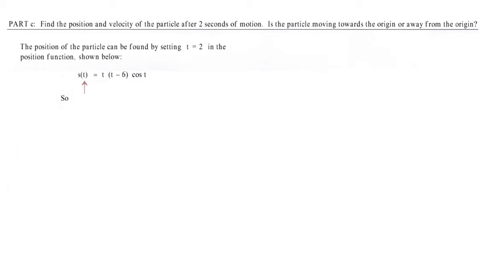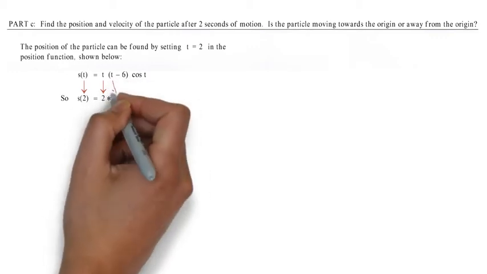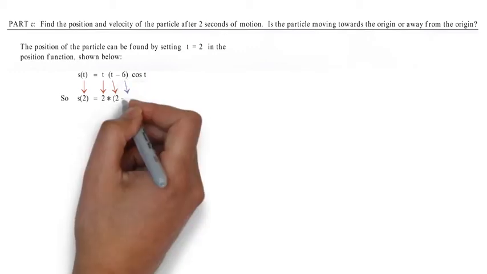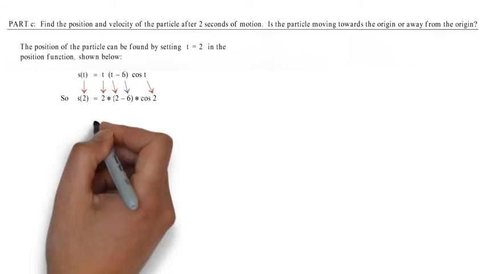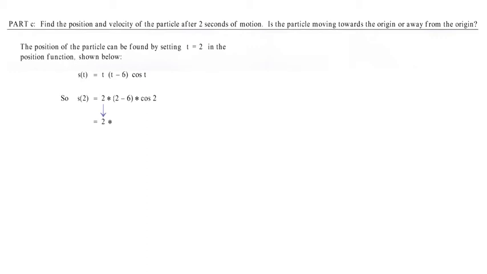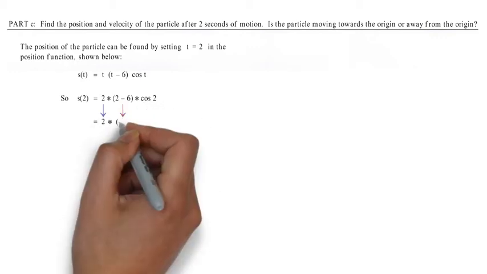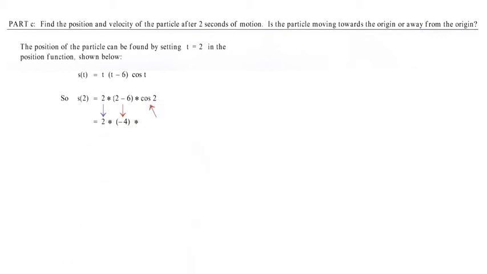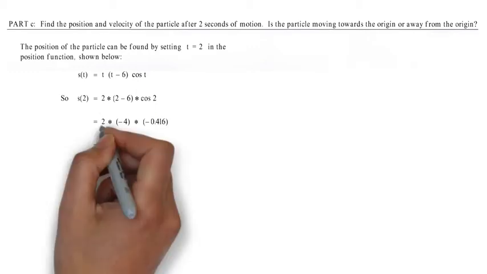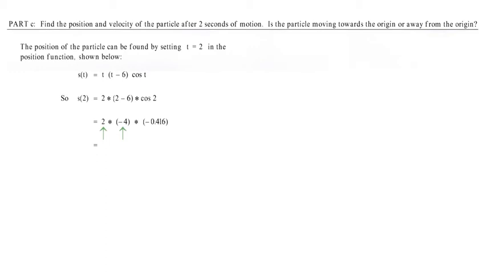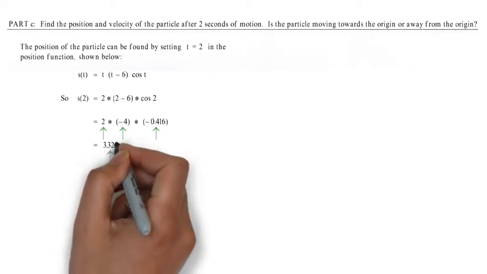So s(t) becomes s(2) equals 2 times 2 minus 6 times cos 2, which equals (2 times 2 minus 6), which is minus 4, times cos 2, which is minus 0.416, equals 2 times minus 4 times minus 0.416, which is 3.328 meters.